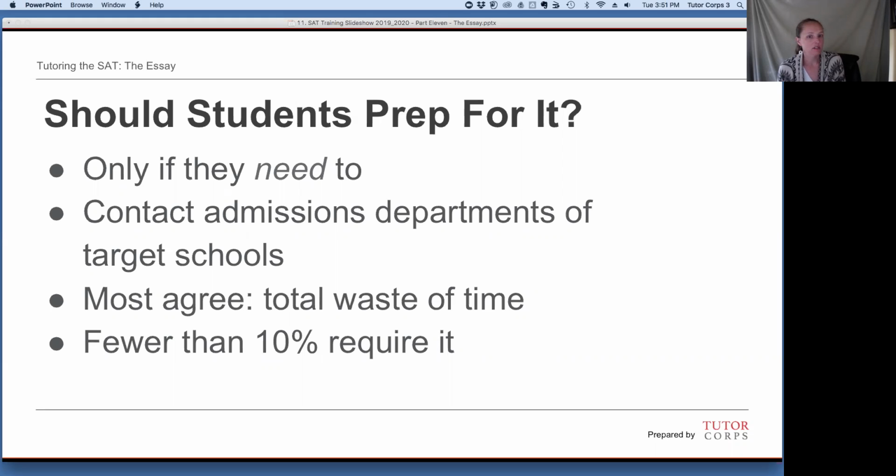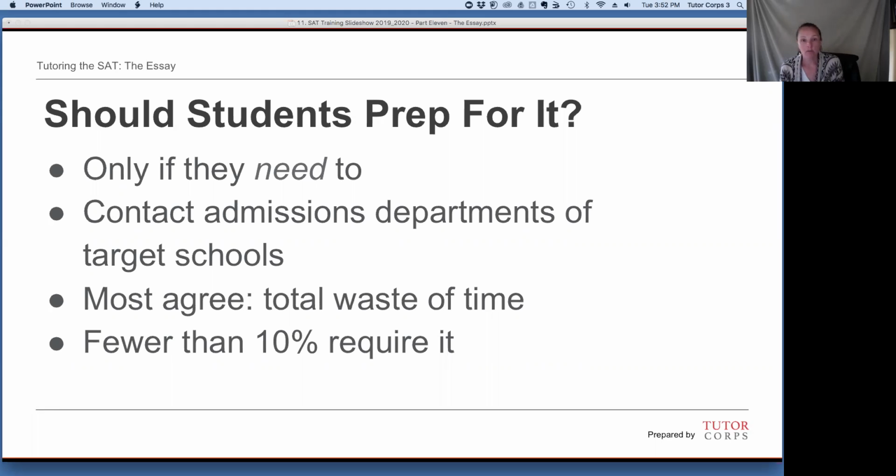Most colleges and universities have agreed that the essay portion of the test is pretty useless for assessing college preparedness, so a lot of them have dropped the essay requirement. Today, fewer than 10% require it. So your student's time is precious, your time is precious. If they don't need to take it, they shouldn't. Before they register for the real test, they'll need to decide whether or not to opt into the essay as part of their registration.